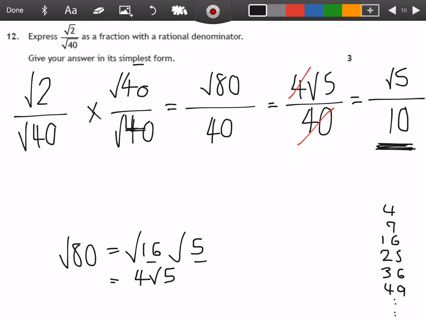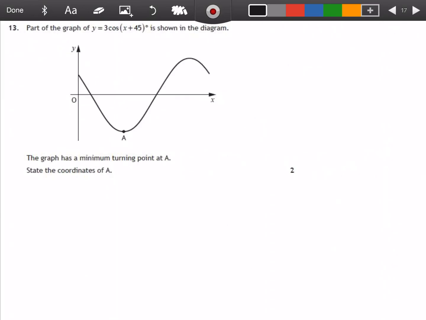Number 13. Right, okay, we have a cost graph here. It's only 2 marks. Find the values. What does it say? Find the coordinates of A. It's got a turning point. There's a couple of different ways you can do this, to be honest.